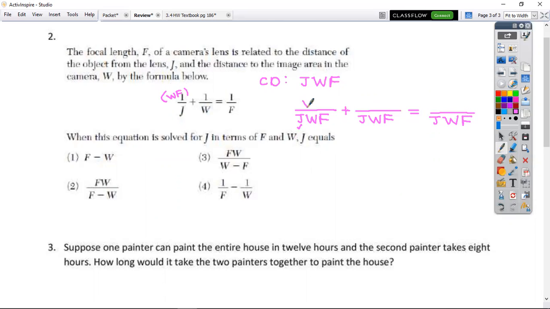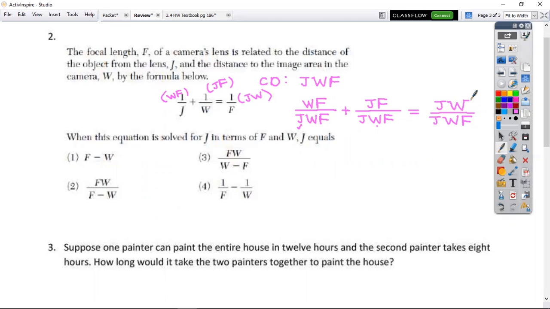So 1 times WF is just W times F. The next one has the W. It needs the other 2, so it needs the J and the F. So I just do JF. And then the last one has the F. It needs the J and the W. This one needs J and W.